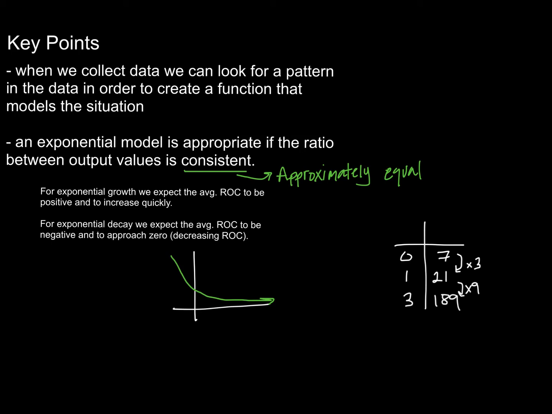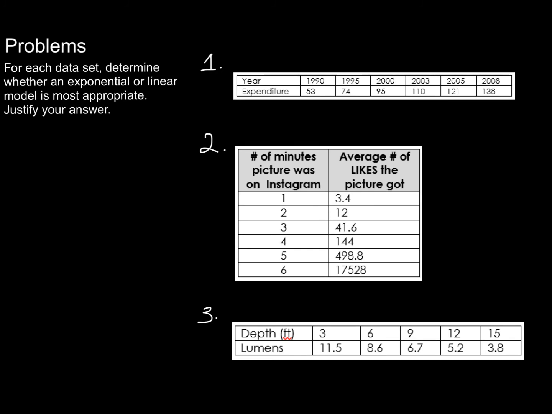Alright, so let's go ahead and try a couple on our own. Alright, so here we have 3 data sets, and for each data set, your goal is to determine whether an exponential or a linear model is most appropriate and justify your answer. So real quickly, before you get started, make sure you remind yourself what kind of key characteristics a linear model has. Think carefully. It is the constant rate of change. That's what a linear model is defined by.